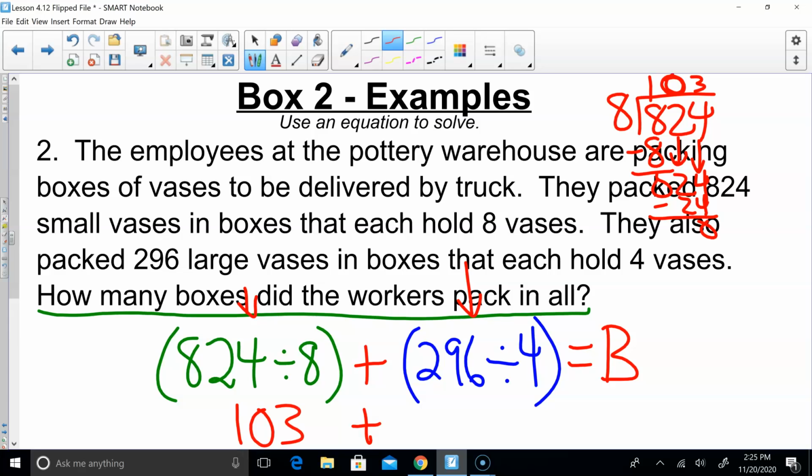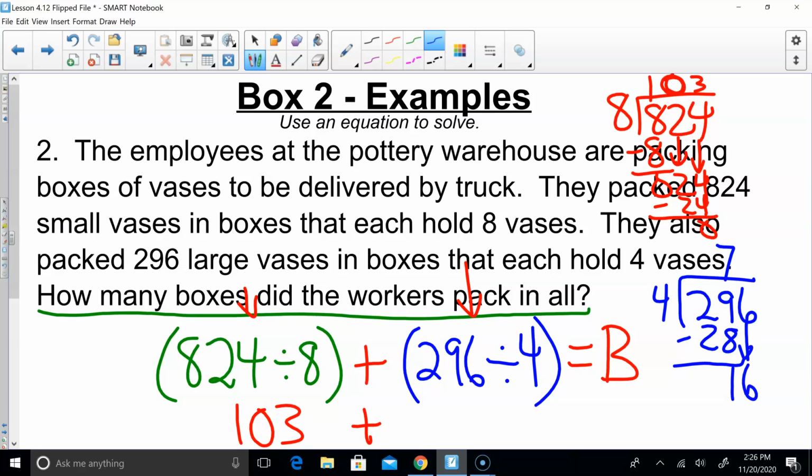Plus, now my next problem is 296 divided by 4. 4 can go into 2? Nope. 4 can go into 29 7 times. 4 times 7 is 28. 29 minus 28 is 1. 1 is less than 4, so I'm going to bring down the 6. 4 can go into 16. 4 times 4 is 16, which gives me a 0. That means there were 74 boxes of the large vase variety.